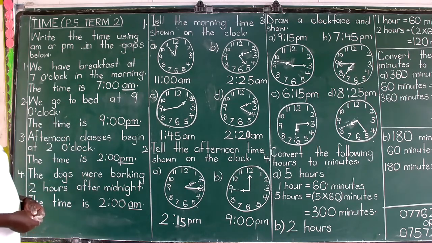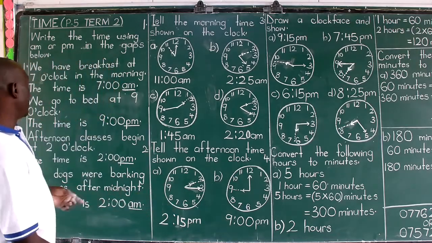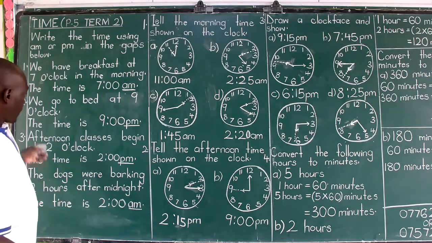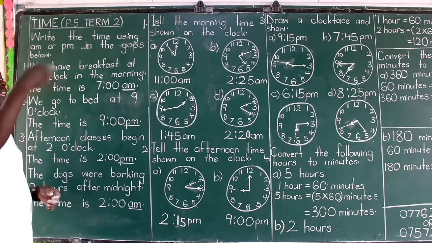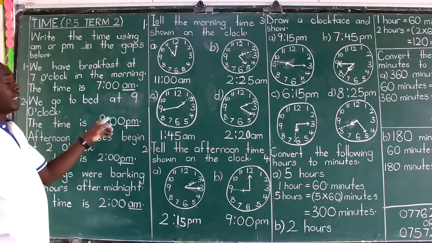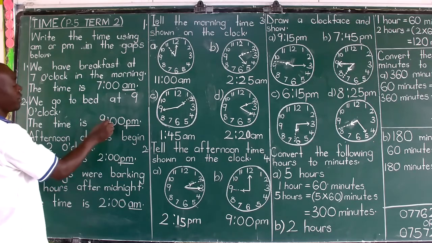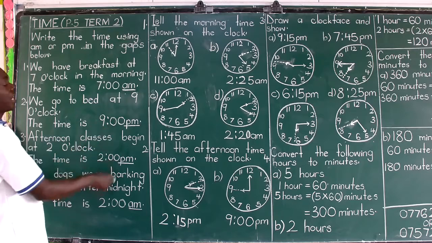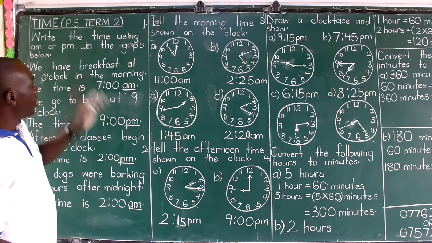As we look at example number 2, we go to bed. Going to bed should be afternoon or evening, so it has gone beyond noon. We go to bed at 9 o'clock, so that is time after noon. So the time is 9 p.m. Remember, time is written with 2 dots in between to separate hours from minutes. So that's 9 sharp, in the evening, p.m.